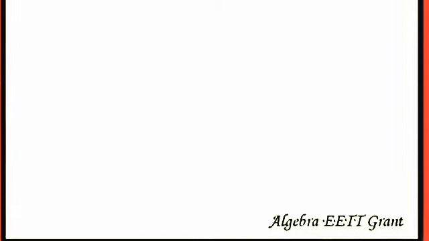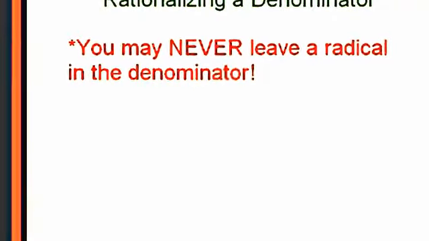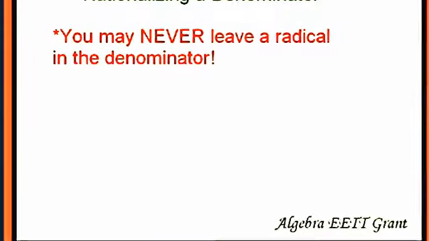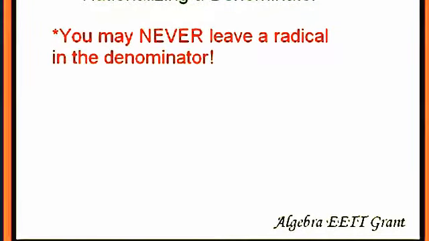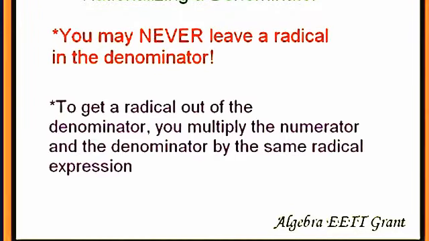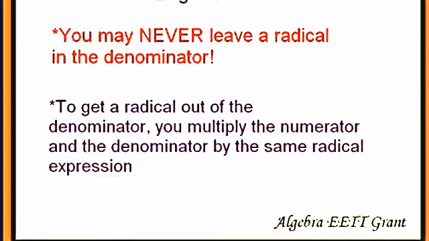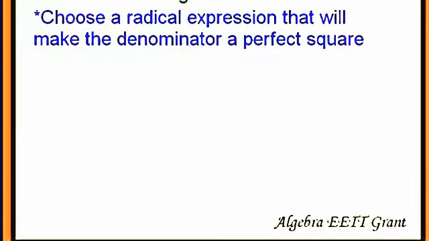Now, on occasion, sometimes you just simply cannot get rid of the number in the denominator, and you can't take the square root of it. So what do we do? Well, there's a process called rationalizing the denominator that we have to worry about. How do we do that? Well, first of all, you may never leave a radical in the denominator. It's mathematically not correct. So anytime you have a radical in the denominator, we got to fix it. And to get a radical out of the denominator, you multiply the numerator and the denominator by the same radical expression. Some of you are going, yeah, I don't quite get what you're saying. Well, let's do an example. Let's look at 3 divided by the square root of 2. And we want to simplify this. Well, what's our problem?